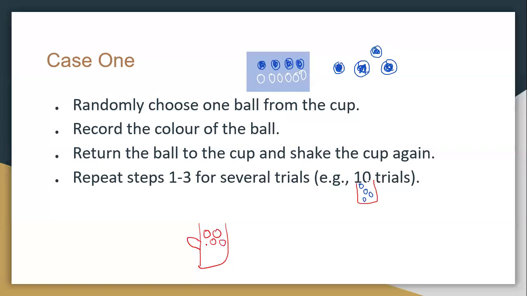Let me assume these ones are my white ones, where you have the white ones and where you have the blue ones. Make sure that they are mixed well. If they are not mixed well, we may not be able to attain what we want. Now we are going to choose one ball from the cup and record the color of the ball. So I want you to choose one ball from the cup and then take note of that color.